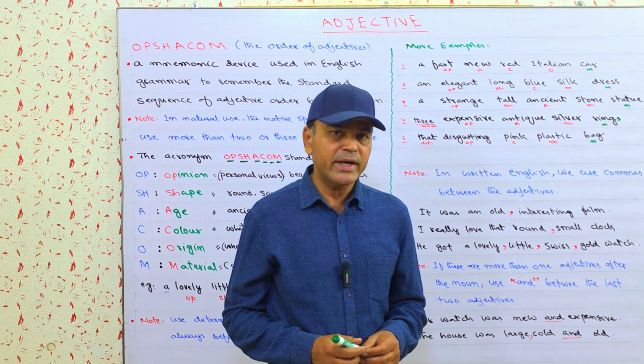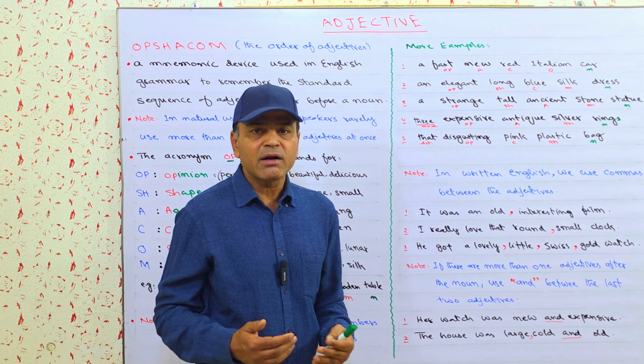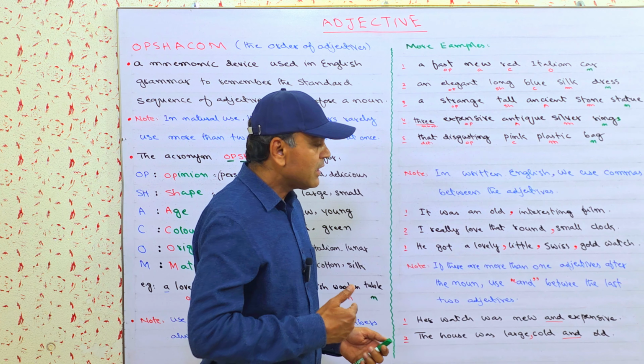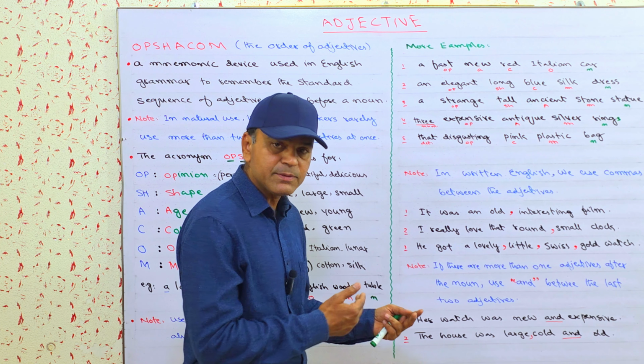Now, in all these examples I have given, the adjectives are used before the nouns. But what if the adjectives are used after the noun? Because we have already talked about predicative and attributive adjectives. If you are interested to learn more about them, please watch my special video on them. So when we have predicative adjectives, and not one but more than one, then the last two adjectives are separated by the word and. That is important.